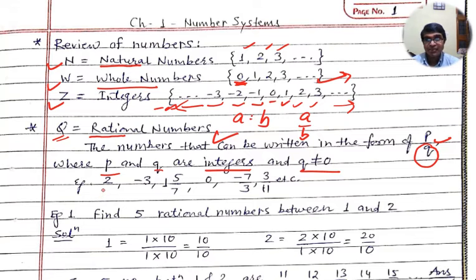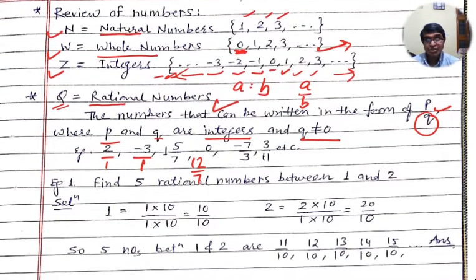Some examples of rational numbers are 2, because we can write 2 as 2 by 1; minus 3 can also be written in p by q form, as minus 3 by 1; and 1 and 5 by 7, this is a mixed fraction, we can write it as 7 plus 5, 12 by 7, in p by q form. This 0 also can be written as 0 by 1. Then minus 7 by 3, 3 by 11. Here both are integers. So all these are examples of rational numbers.